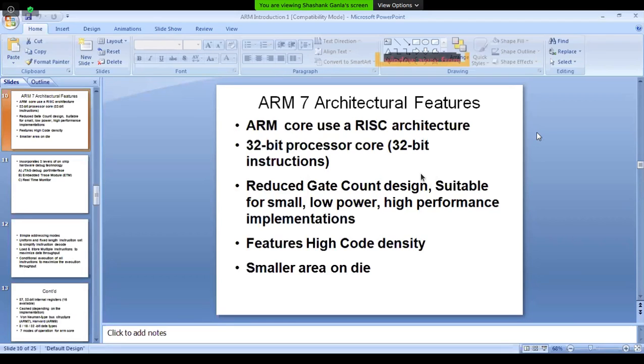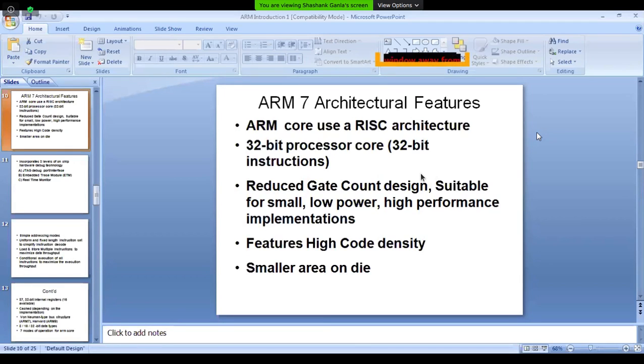Then the ARM architecture is a very carefully and cleverly designed architecture with a small number of logic gates. Hence, it has a reduced gate count. The benefit is that it is small and compact in design. It takes low power because of fewer logic gates and minimized load, and high performance because fan-ins and fan-outs are reduced and propagation delays are reduced. So it is suitable for small, low power, high performance implementations.